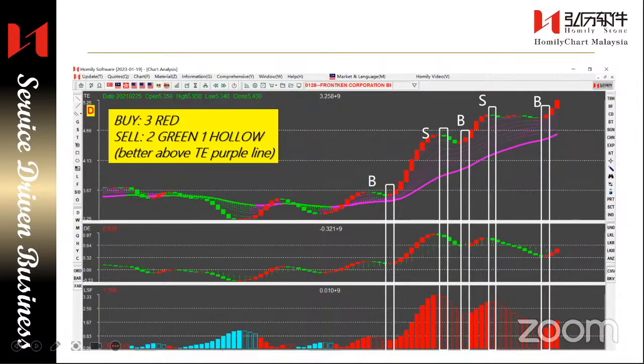So just like that. And sometimes TE gives you a buy signal, this one, green to red. But the second window indicator is still green. That means it hasn't met a buy point. So like that. In this case Franken, the short-term buy point from the template was, I think, three or four days ago. If you buy in, the sell point will be when you wait for two green, one hollow to sell.